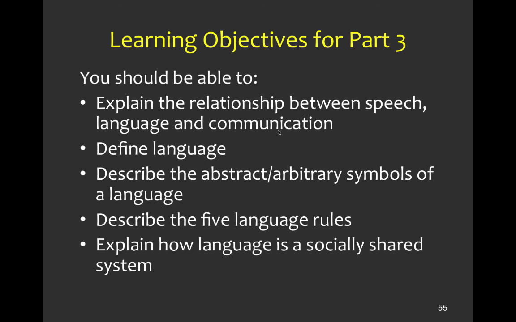So we're now at the end of Unit 1, Part 3. You should be able to answer the following learning objectives for Part 3. You should be able to explain the relationship between speech, language, and communication, define language, describe the arbitrary, abstract symbols of a language, describe the 5 language rules, and explain how language is a socially shared system.